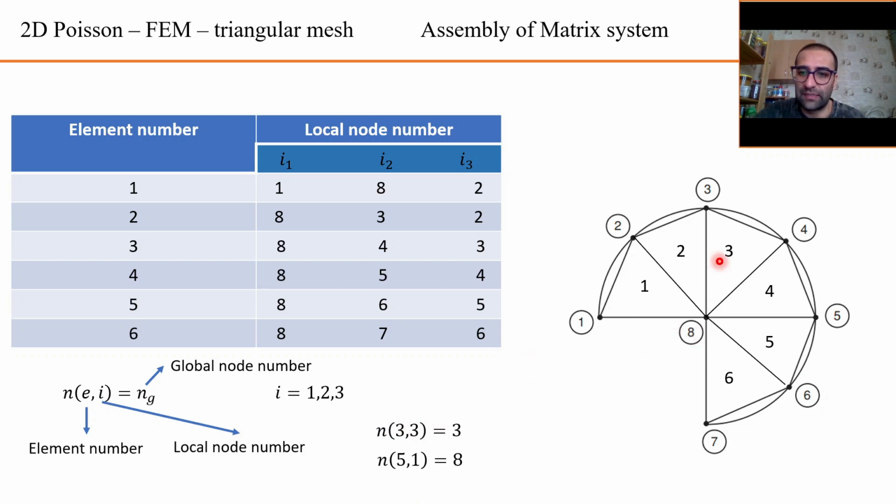Or what is the global node number of the third element and the third local node? This is the third element, and the third local node here is 3. Yeah, you can see, and you see this connectivity is true for this geometry. Therefore, connectivity information is derived based on the geometry and based on the discretization, how these elements are connected to each other.